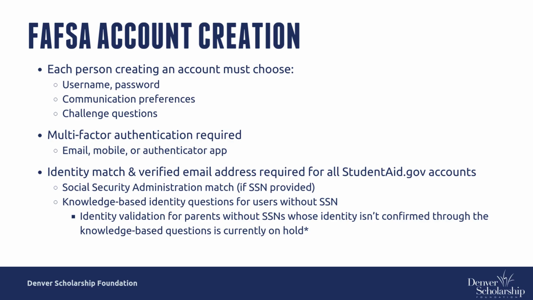You already mentioned that federal student aid uses multi-factor authentication, so they'll have to verify either their email or phone, or they can use an authenticator app if that's something that they already feel comfortable with. And then the next step is that there is an identity match, which will happen through the Social Security Administration if an SSN was provided. For users without an SSN, they will answer some knowledge-based identity questions.